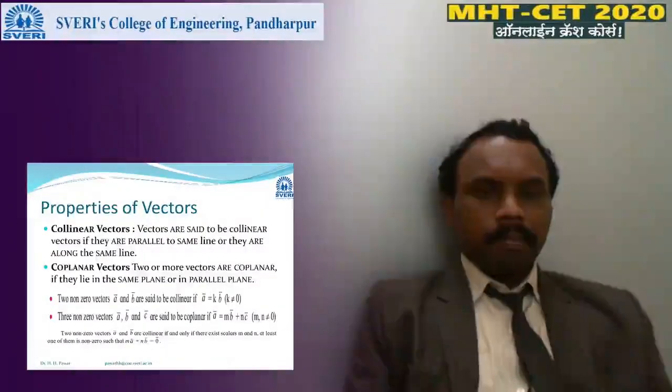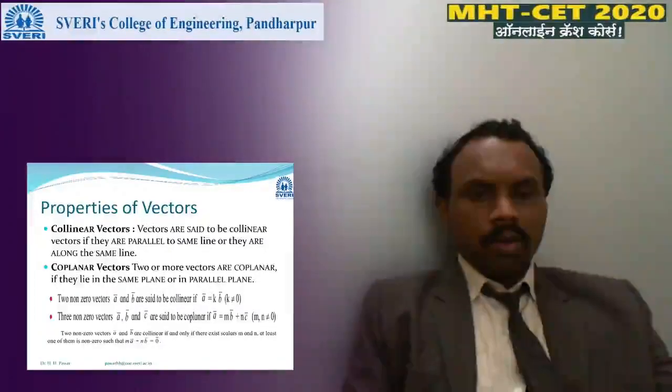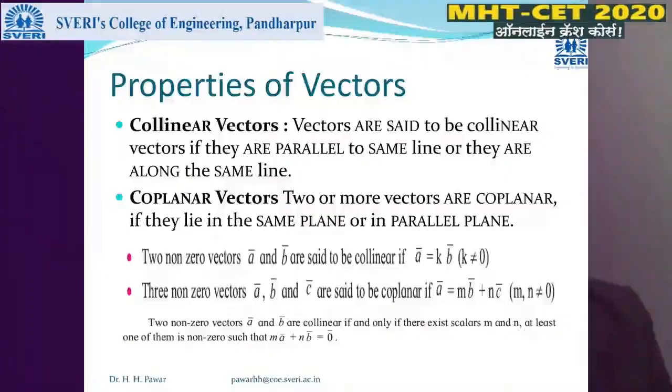Now we'll see some properties of vectors. Collinear vectors, as we said earlier, are said to be collinear if they are parallel to the same line or along the same line, and two or more vectors are said to be coplanar if they are lying in the same plane or parallel to a plane.